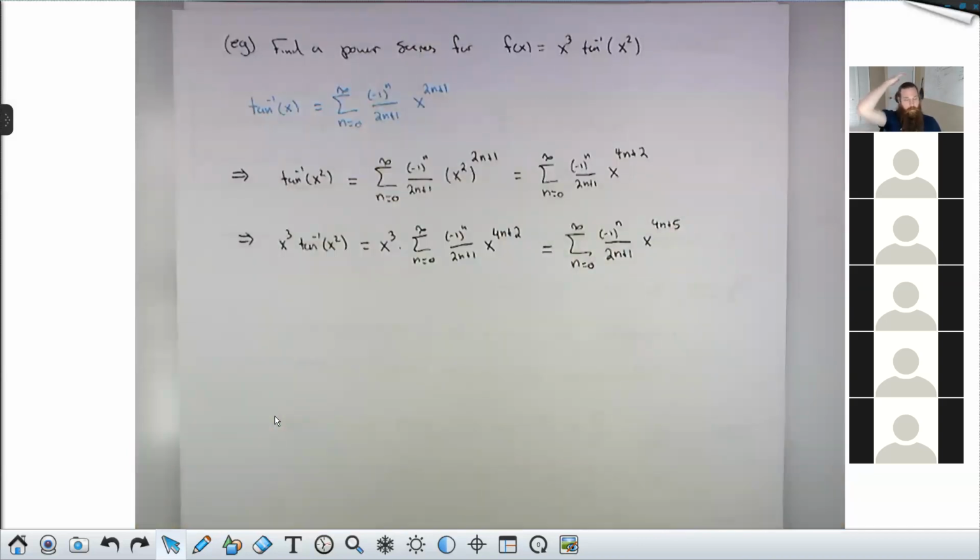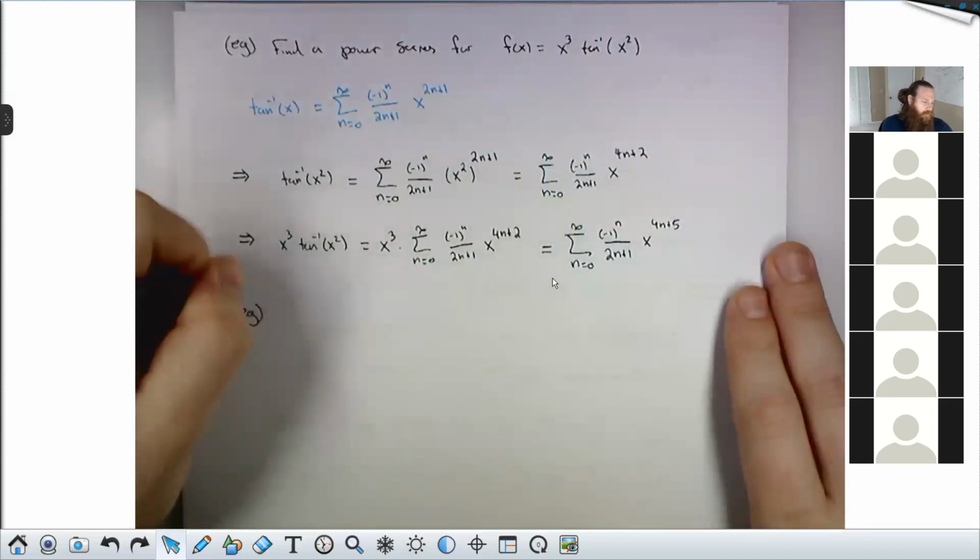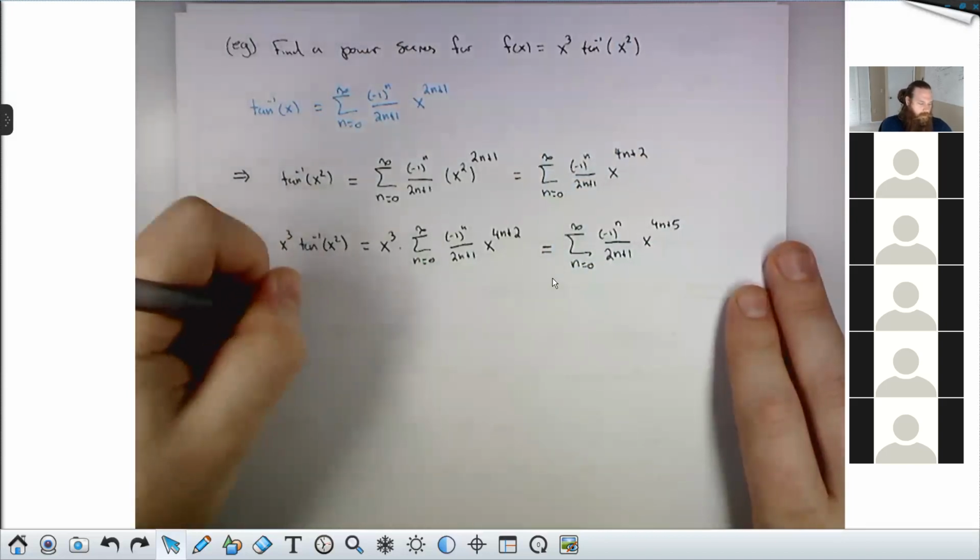Very fast, right? No need to go back to the ground level work, because I know the series for arctan. I can plug x squared into that to give me a series for arctan of x squared. And then I can multiply that whole thing by x cubed to get the series I want. Similarly, I could find a series for any sort of natural log thing.